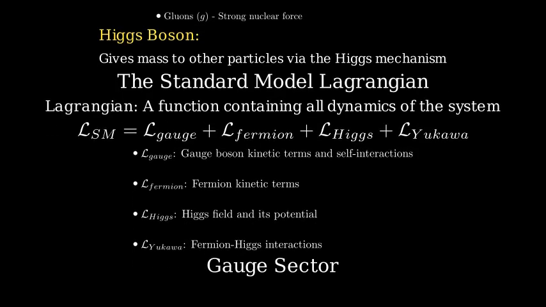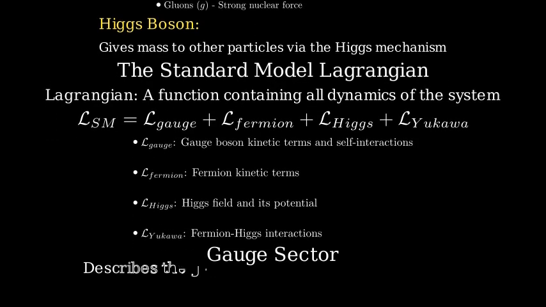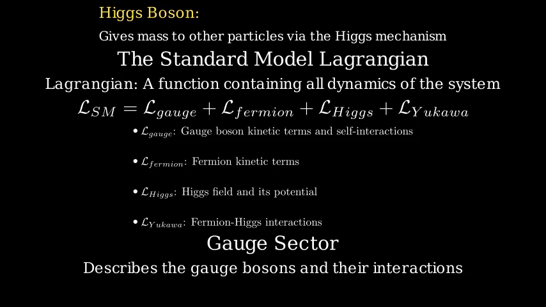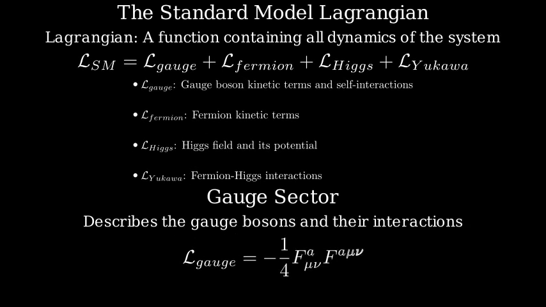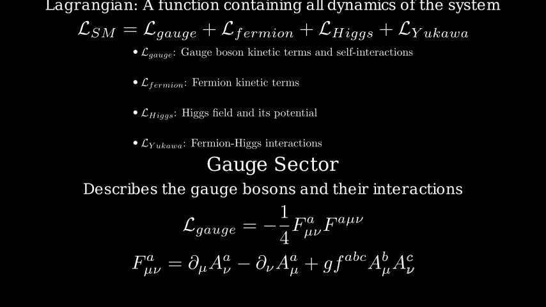Let's start with the gauge sector of the Lagrangian. The gauge sector describes the kinetic terms and self-interactions of the gauge bosons, which correspond to the fundamental forces: electromagnetic, weak, and strong. The gauge Lagrangian is given by L_gauge equals negative 1/4 F^a_{μν} F^{a μν}, where F^a_{μν} is the field strength tensor for each gauge field.